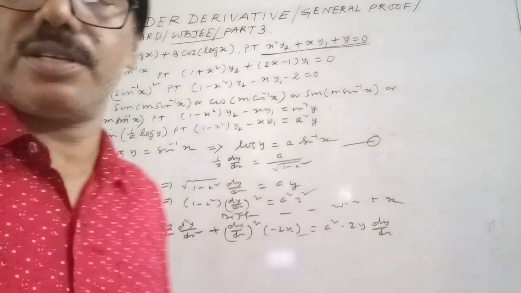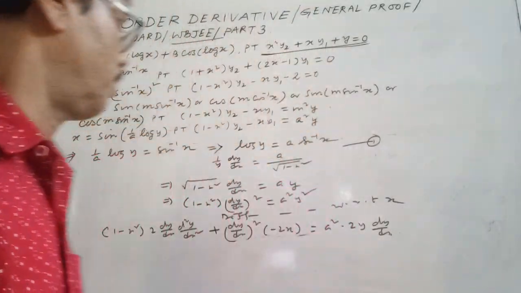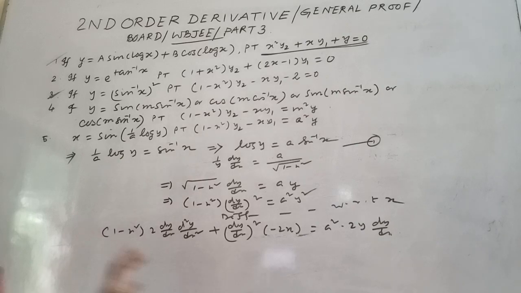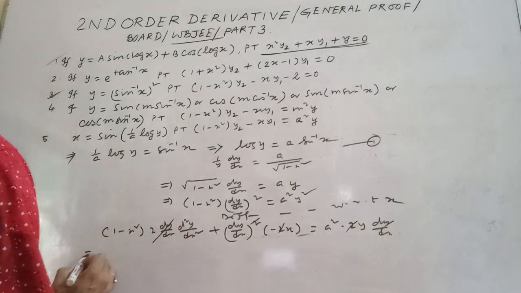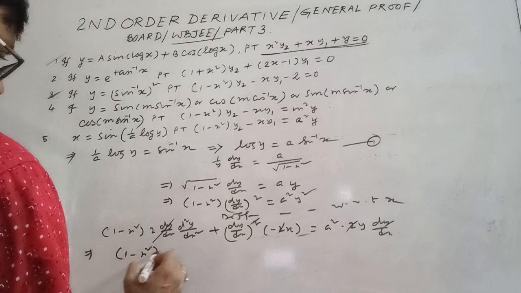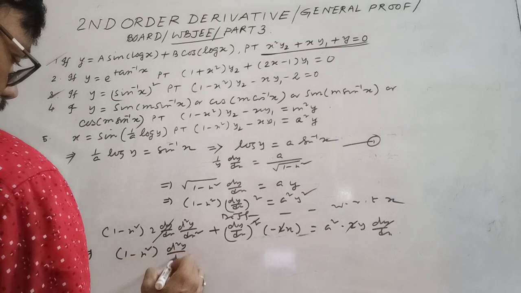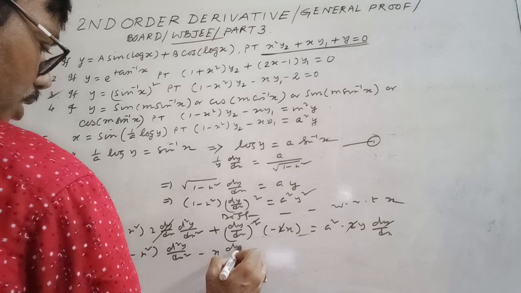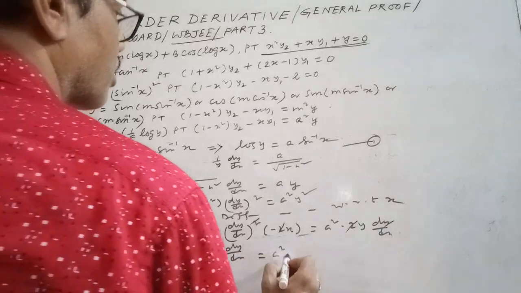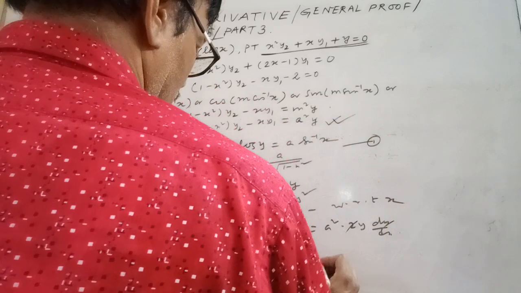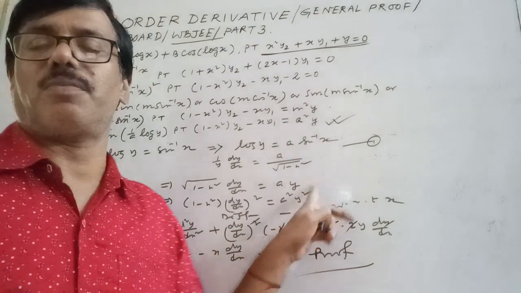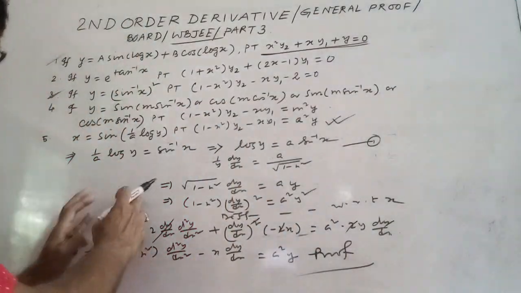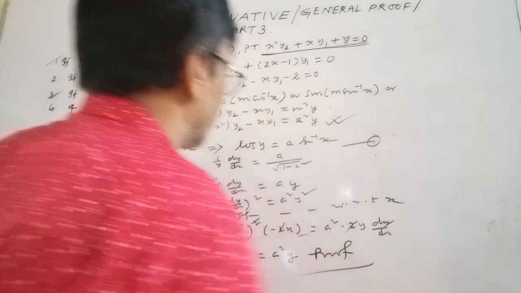I have already stated that if you take square on both sides, then 2 dy dx will be cancelled out. Look here, 2 dy dx, 2 dy dx. So we are getting 1 minus x square into d2y dx2 minus x dy dx equals a square y. So this is the flow. Or you can differentiate it by product. If you take square on both sides, you get it directly.